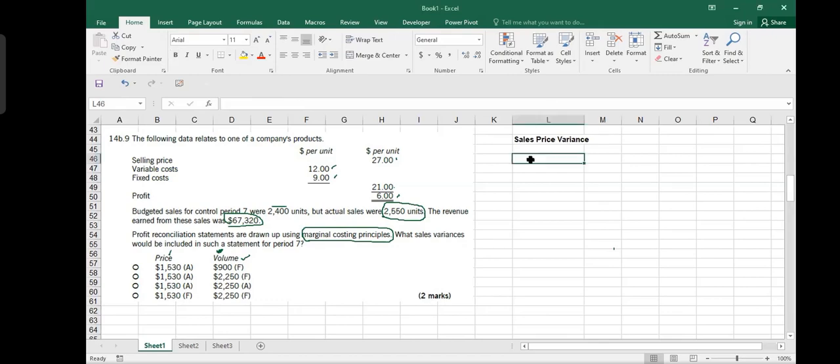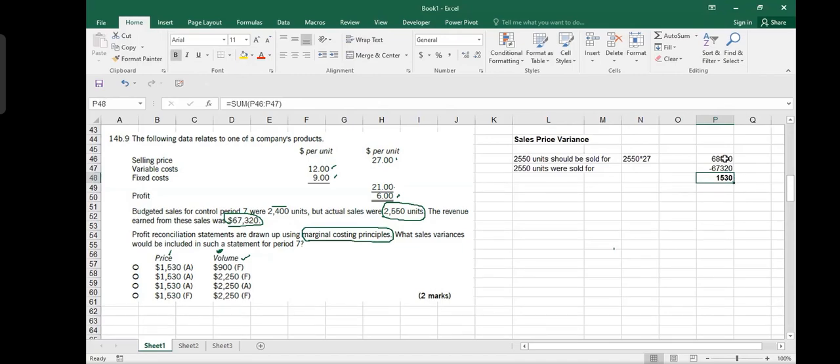Very simple. How many units you sold? You sold 2,550. You say 2,550 units should be sold for 2,550 multiplied by your standard price, which is 27. So I put it here. So this is what my sales should have been. But then I say 2,550 units were sold for, how much they actually were sold for? They actually were sold for 67,320. So the difference is 1,530. Of course, it is in dollars.